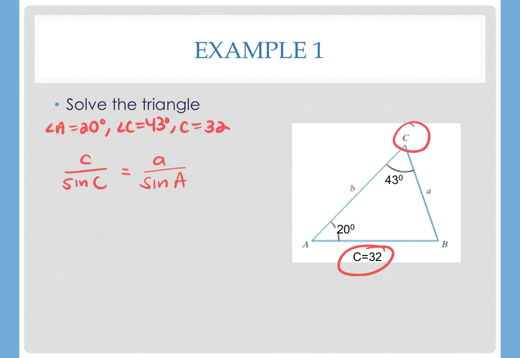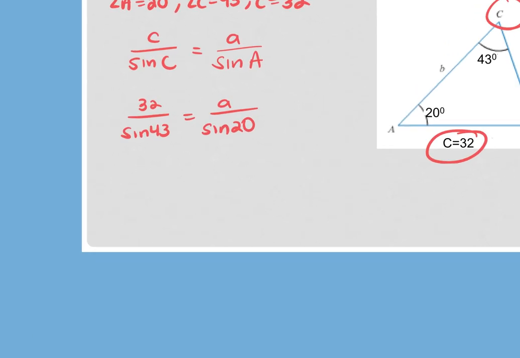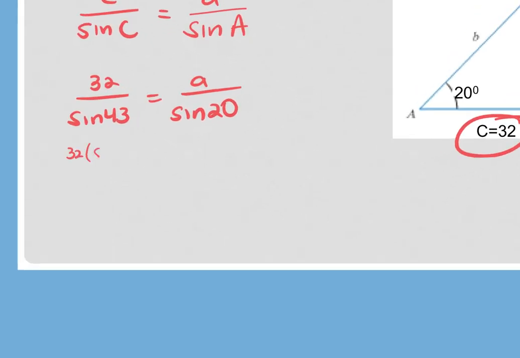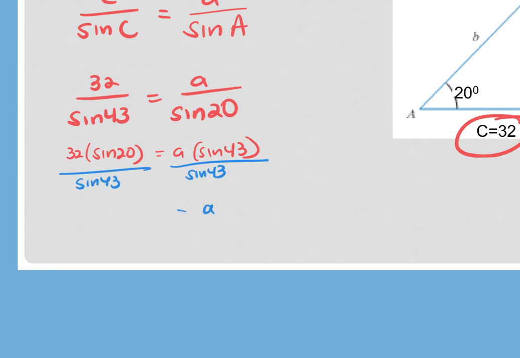So then I would do side C, which is 32, over the sine of angle C, which is 43, equals side A, my unknown, over the sine of angle A, which is 20. Then I'm going to cross multiply. So 32 times the sine of 20 equals A times the sine of 43, and divide. And side A is going to equal, and I'm going to type that all into the calculator.